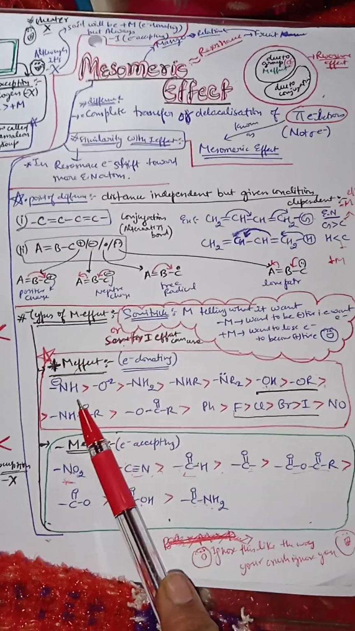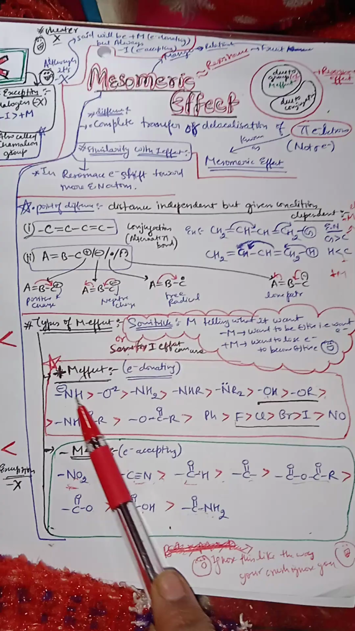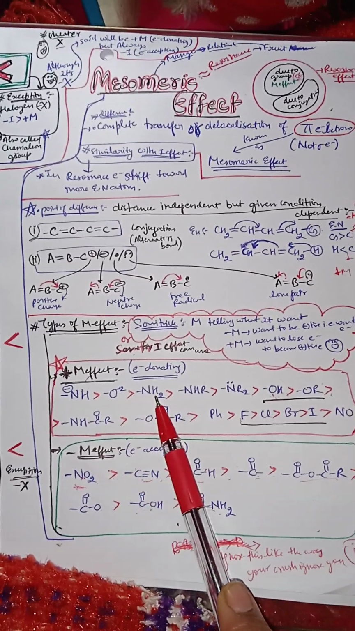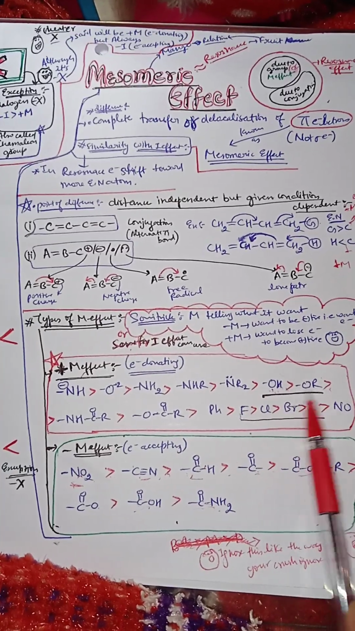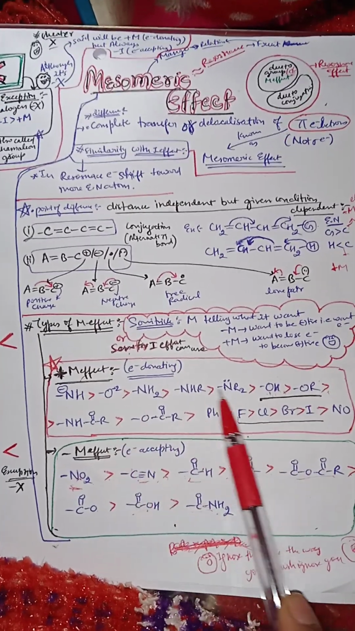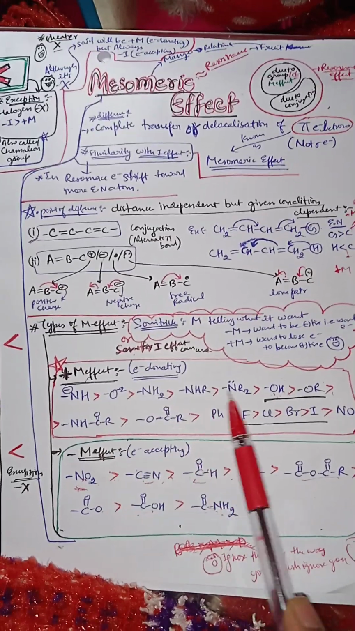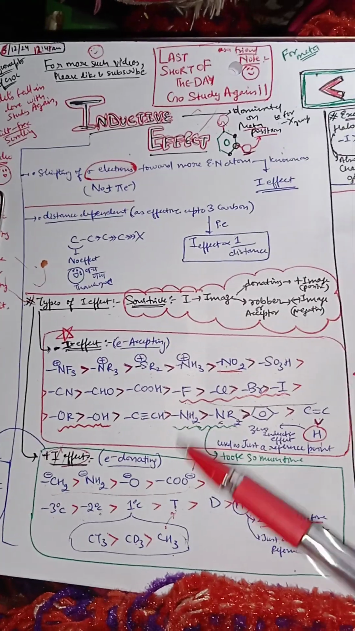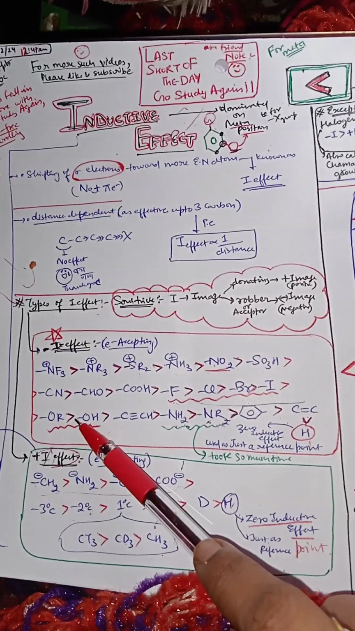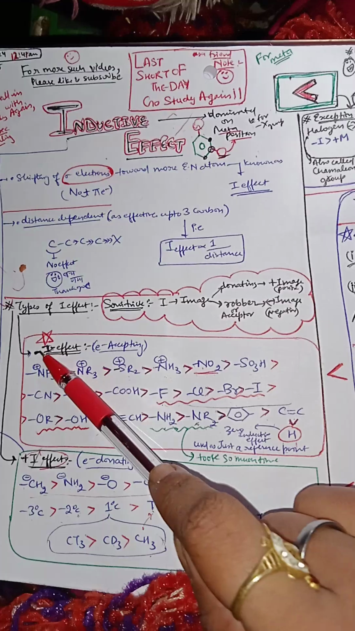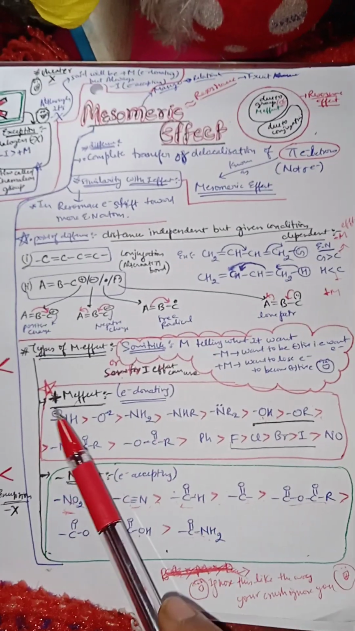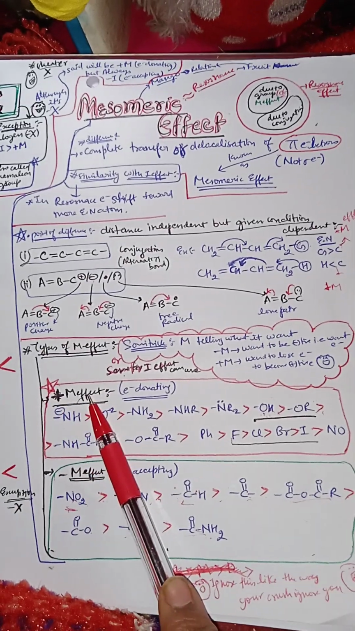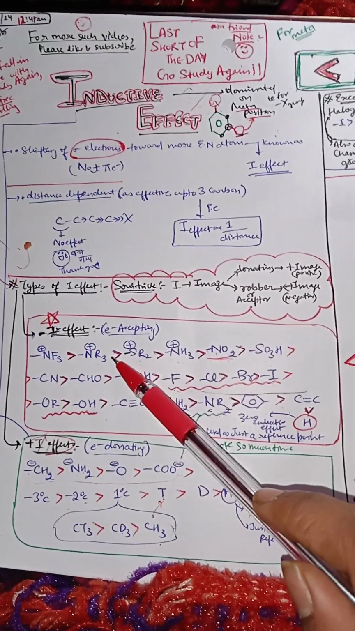Here we can see N negative, more than O negative, more than NH2, more than NHR, more than NR2, more than OH or OR. It just comes after this nitrogen family related group. Whereas in I effect, it is after halogen. Here is minus I effect and here is plus M effect. One thing you notice is that the groups in plus M effect are also seen in minus I effect.